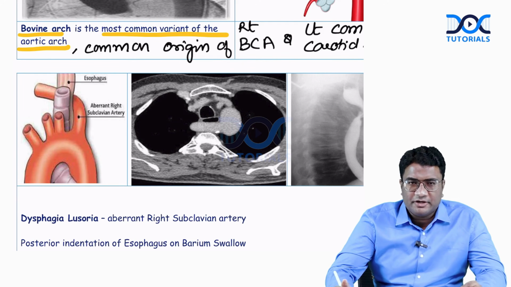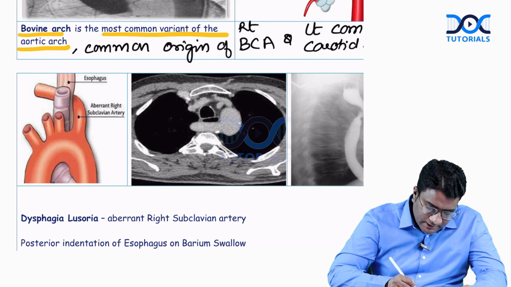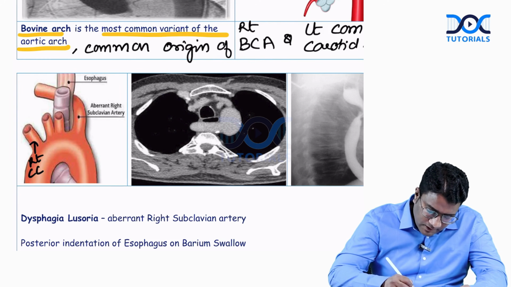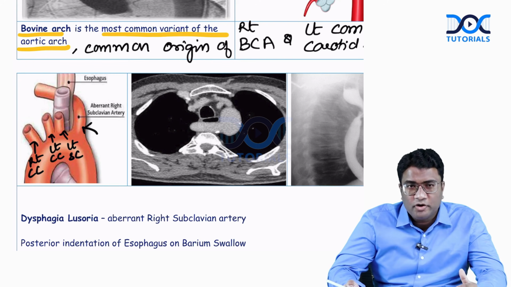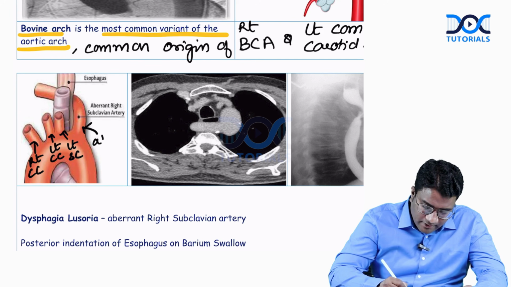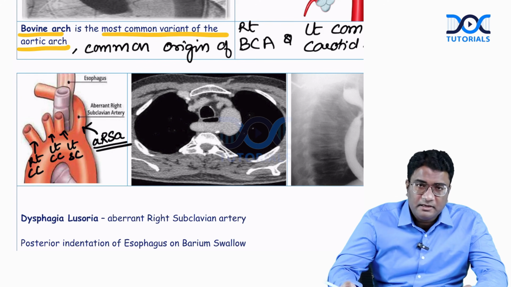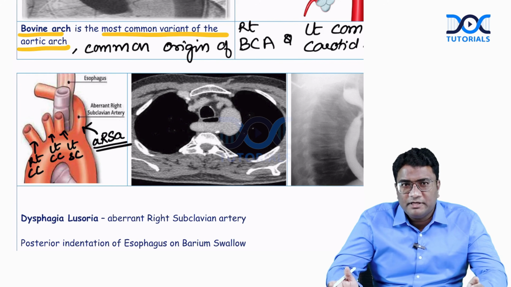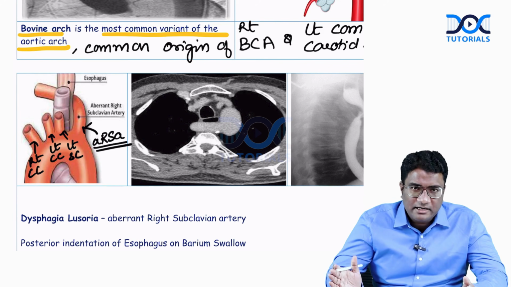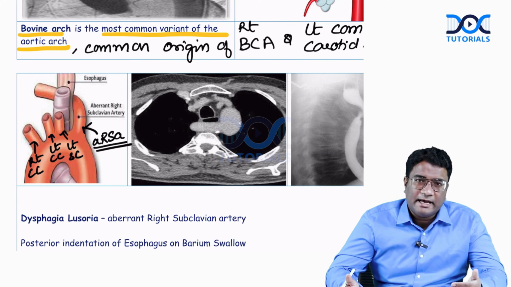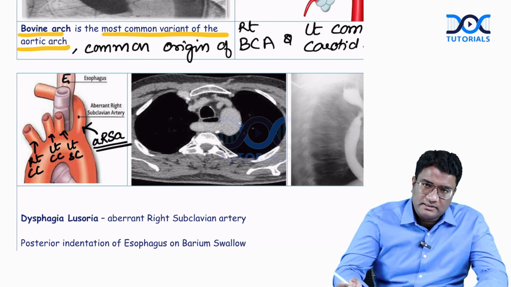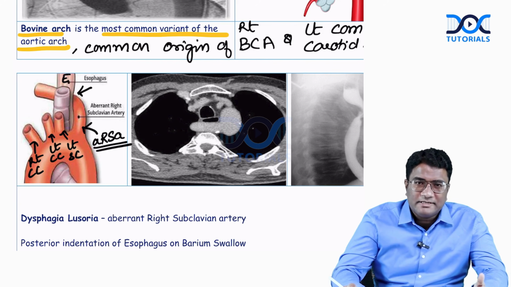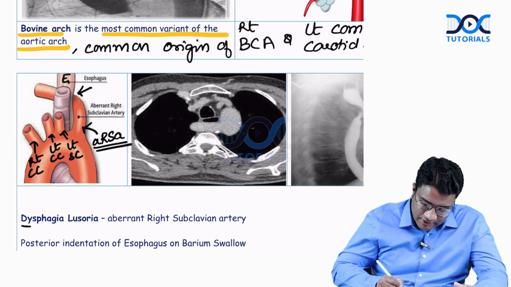And instead of three direct branches, if you are getting four branches of the arch of aorta, you are getting the right common carotid, the left common carotid and the left subclavian, and the right subclavian is coming below the origin of the left subclavian. This is an aberrant right subclavian artery, going posterior to the esophagus, compressing the esophagus posteriorly and causing dysphagia in the patient. This is called dysphagia lusoria.